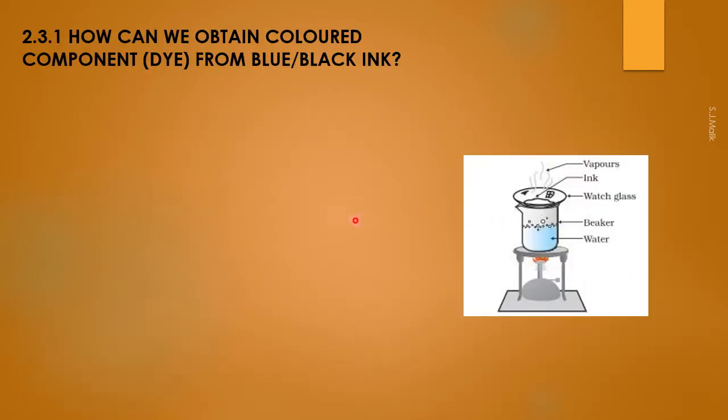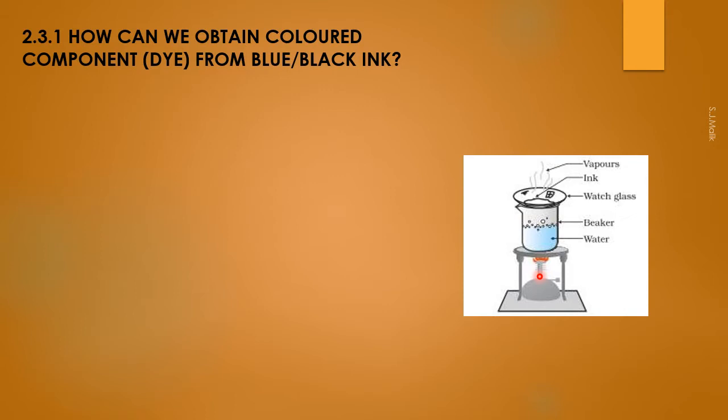How can we obtain the colored component or dye from blue black ink? For that, an experiment is done. In this experiment, you have to take a beaker and fill it half with water. Now put a watch glass on the mouth of the beaker and put a few drops of ink on the watch glass. Now start heating. We don't want to heat the ink directly.